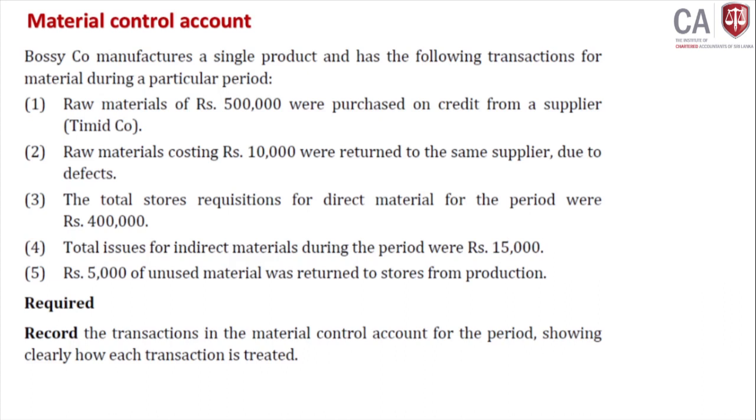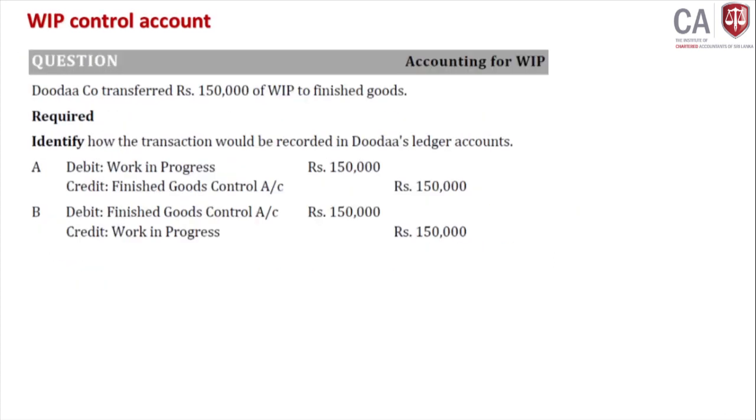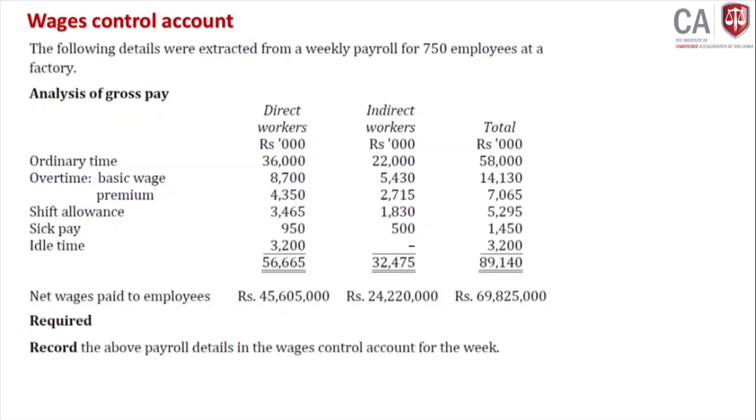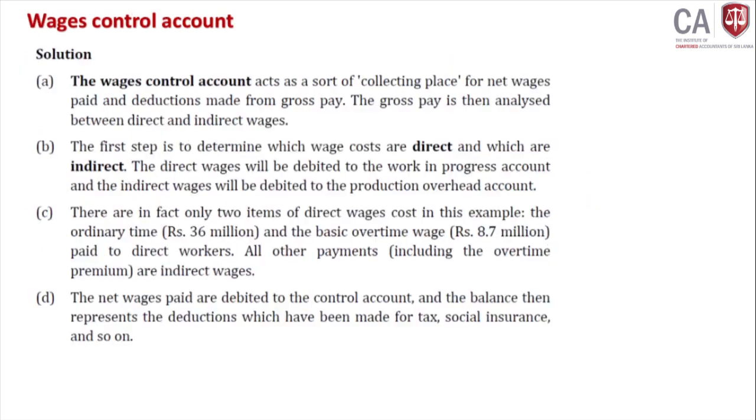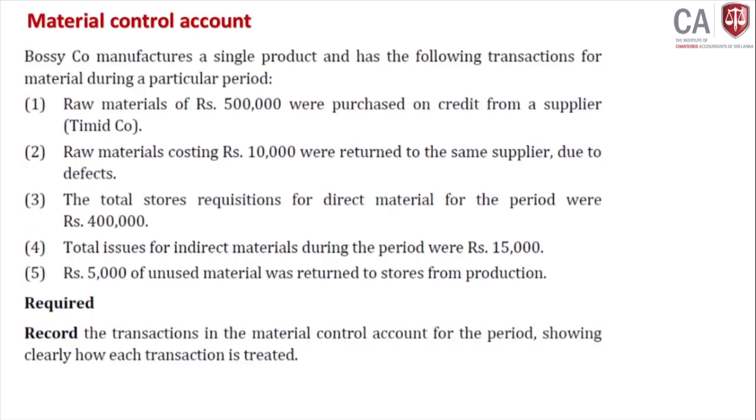First one, the material control account. Thereafter we will discuss the WIP control account, then the finished goods control account, and thereafter the wages control account. All these control accounts we will discuss during this chapter. We will start with the material control account. There is a question.